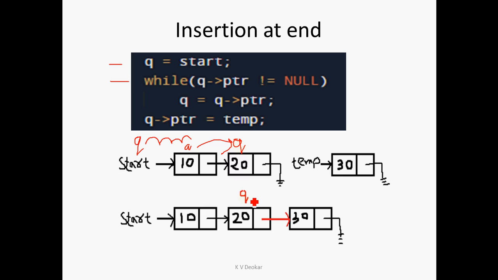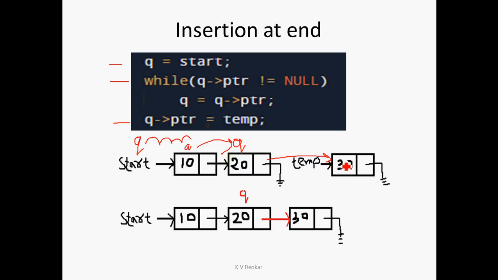Once Q stops, we know that this is the last node of the list. Now we want to add the new node at the end of the list. We reached the last node, which is 20, and it is now Q. We just have to update the QPTR field to point to temp. This is our Q and this is the PTR field. So QPTR will point to temp.